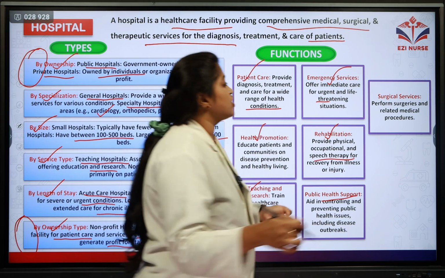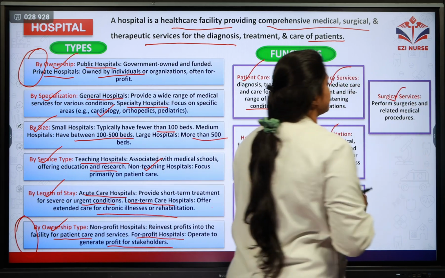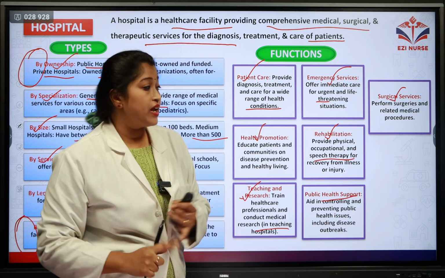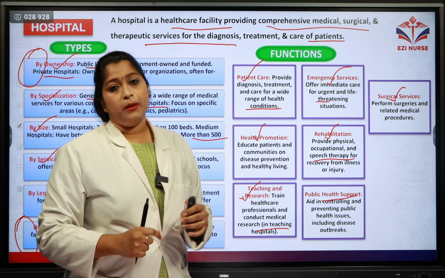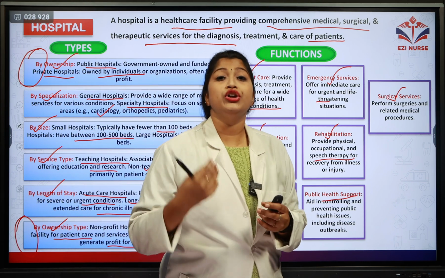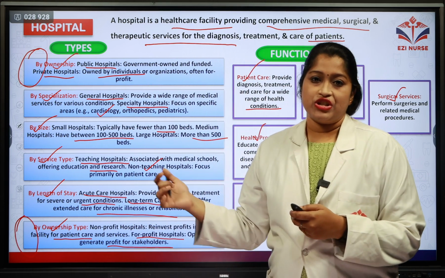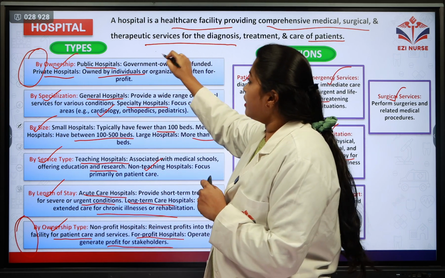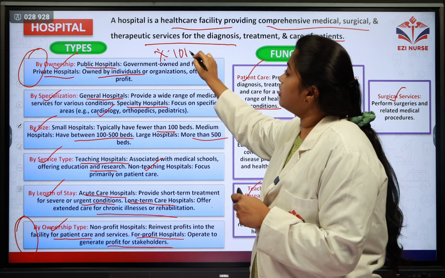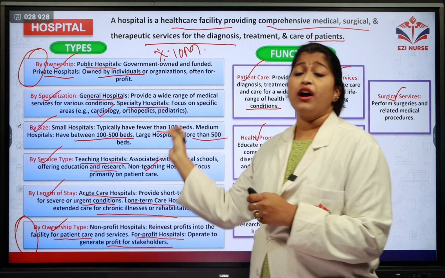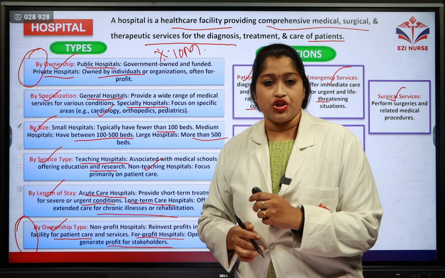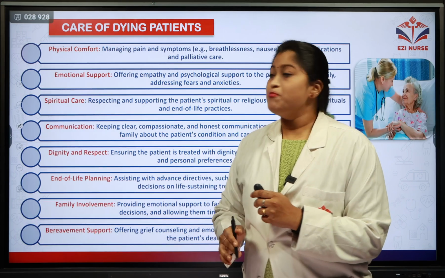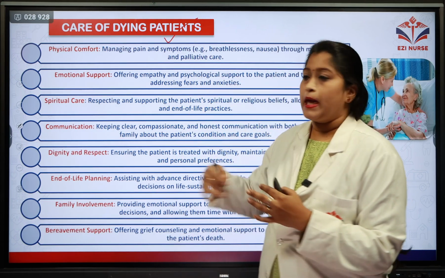And the final function is surgical services. They perform surgeries and related medical procedures in order to give care to the patient. So these are the important functions of the hospital. One of the most important questions which can be asked for a 10 marker is the hospitals, their functions and the classification. Let's move on to our next important question, the care of the dying patient.